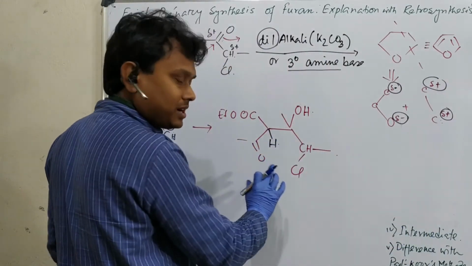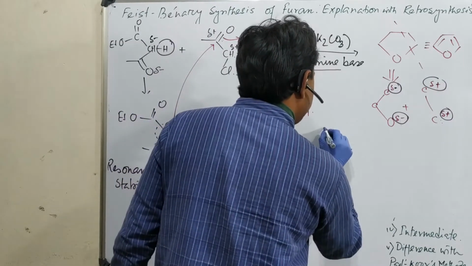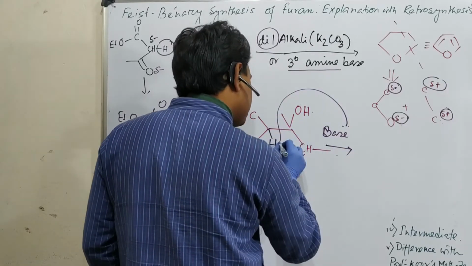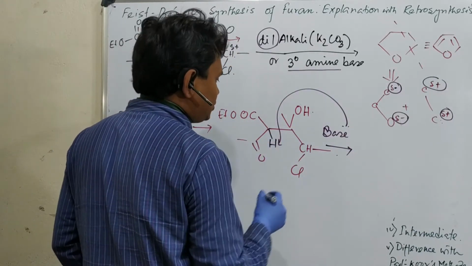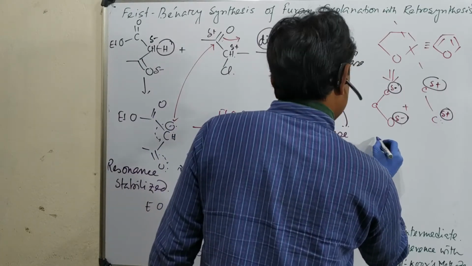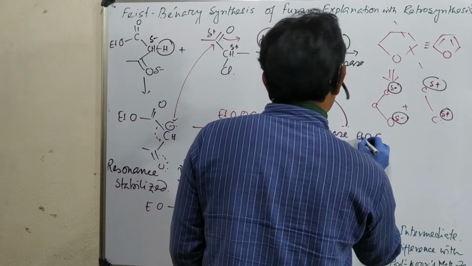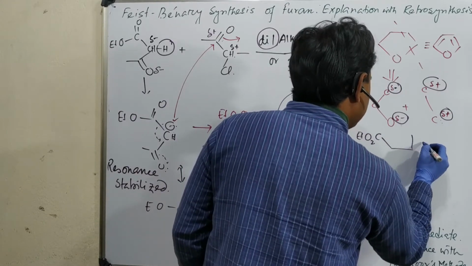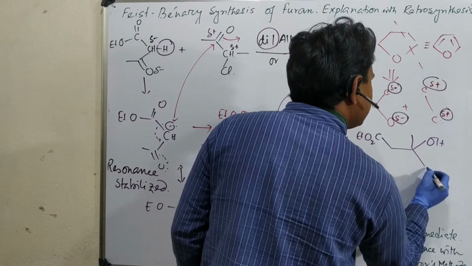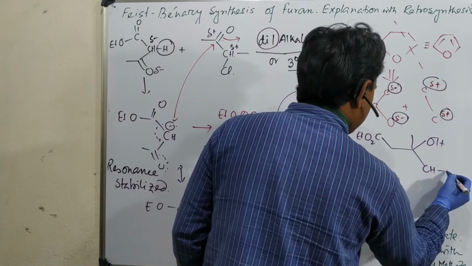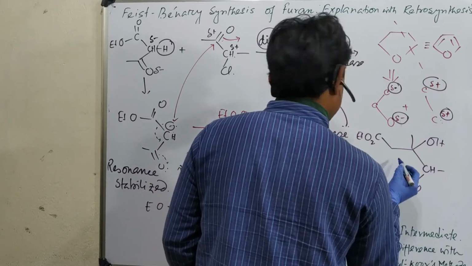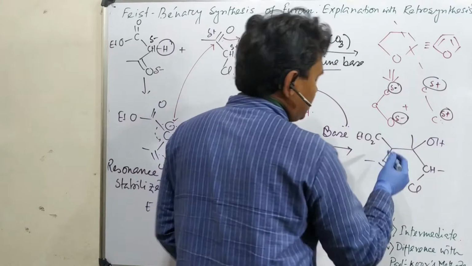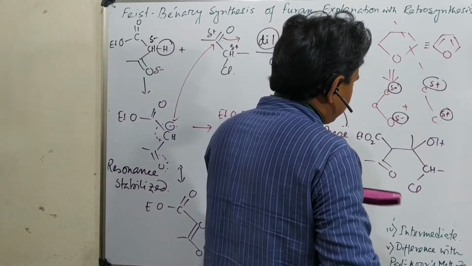Actually this is the mechanism we are discussing. So the base will abstract this proton. Fine. So a carbanion is generated. CO2Et. I suggest you also write with me. It will be practice for you and this will help you in the exam hall. So don't waste your time by only watching. Just watch along with writing. This is the best. So the carbanion is at this center.